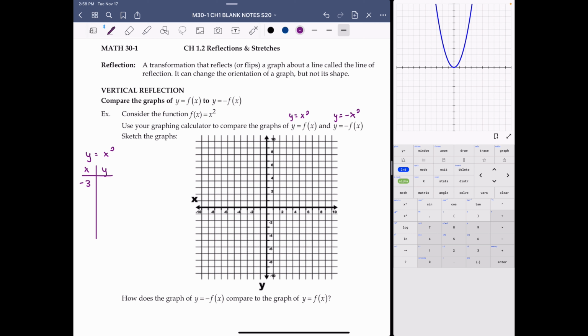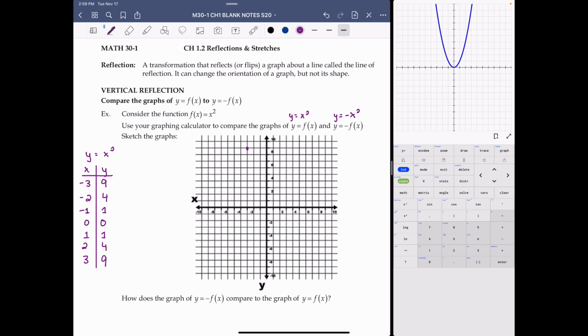-3 squared is +9. -2, -2 squared is +4. -1, -1 squared is +1. 0, 0 squared is 0. 1, 1 squared is 1. 2, 2 squared is 4, and x equals 3, 3 squared is 9.